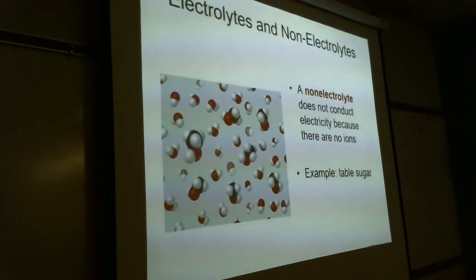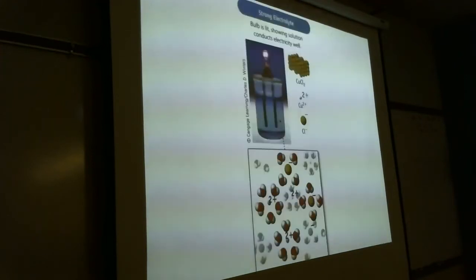Electrolytes are substances that are ionic. Okay? The ions are what do the conducting. So there would be an electrolyte, right? Notice you've got cation surrounded by water and anion surrounded by water. It's those cations and anions that do the conducting, not the water itself.